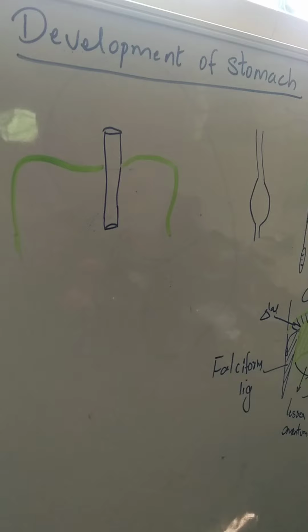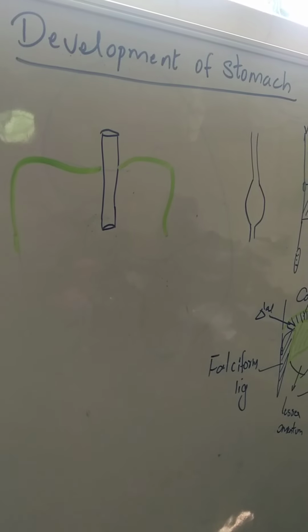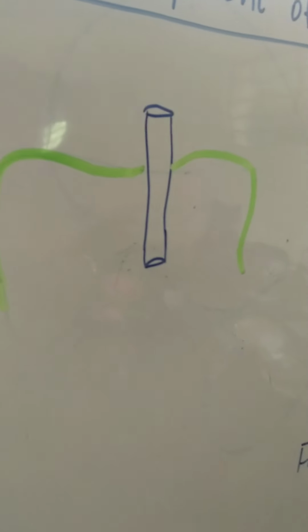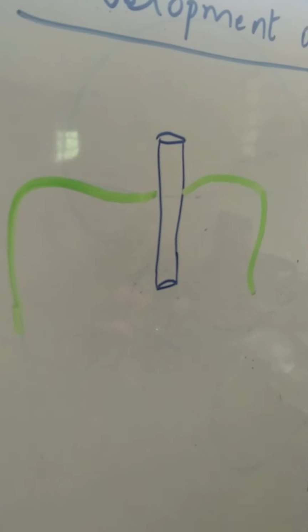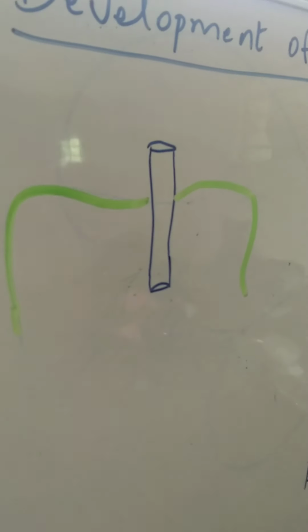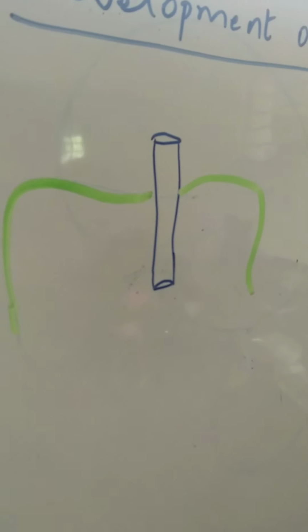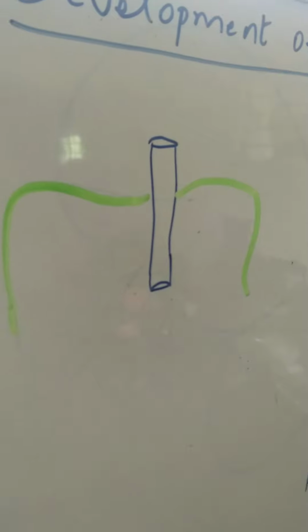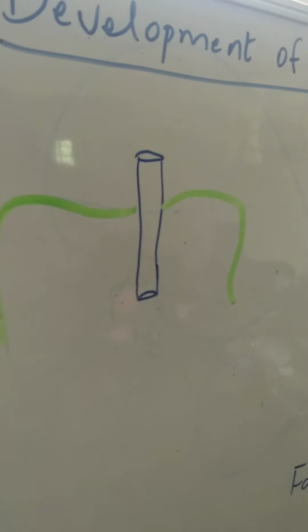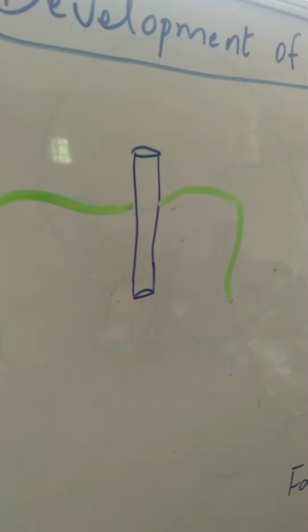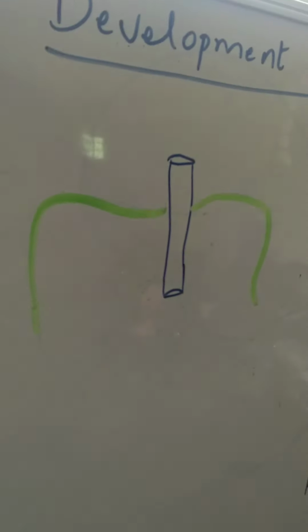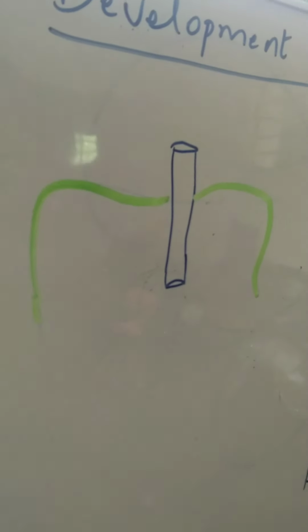Today's topic for presentation is development of the stomach. So the stomach develops from the lower end of the foregut. This foregut is that part of the yolk sac which is present in the head fold of the embryo. The lower end of the foregut is just below the diaphragm. The green color structure is the diaphragm in this picture, and the blue color tube is the foregut, lower end of the foregut. So stomach development starts as early as the 4th week of intrauterine life.